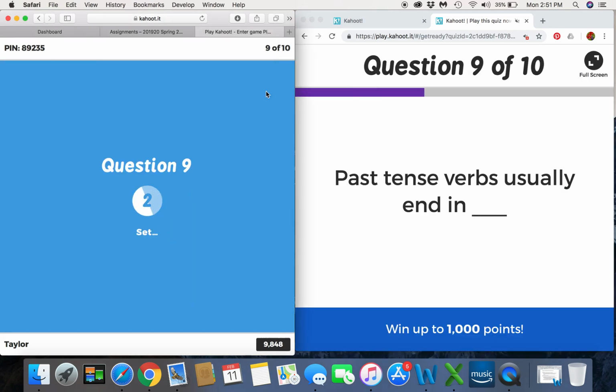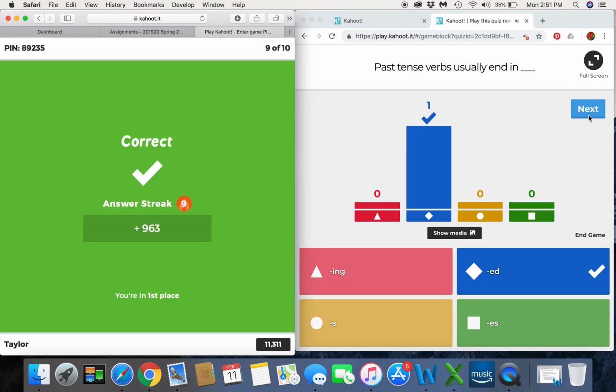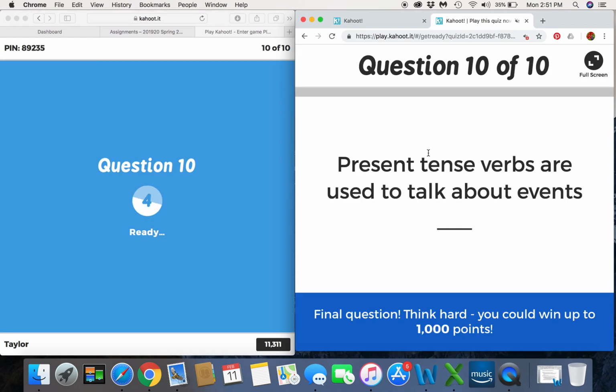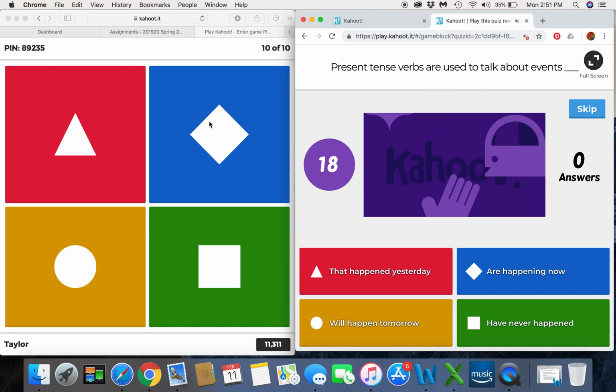And then this is a rule. Past tense verbs usually end in ed. There we go. And then the final question: present tense verbs are used to talk about events, blank.